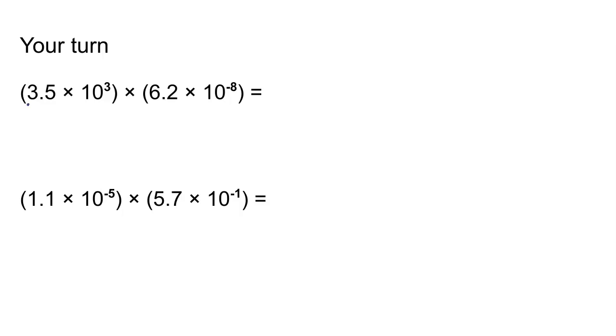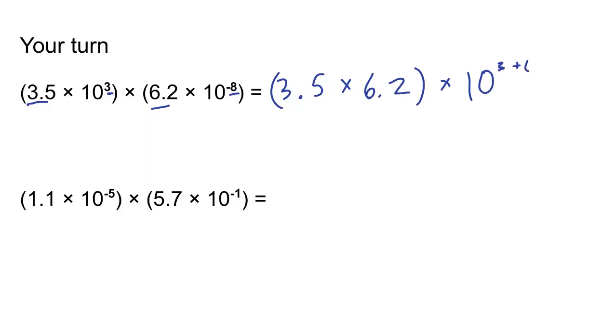So start by multiplying the coefficients, which gives you 3.5 times 6.2 times 10, and now add the exponents, which are 3 and negative 8. So that becomes 3 plus negative 8. And 3.5 times 6.2 is 21.7 times 10, and 3 plus negative 8 is negative 5.